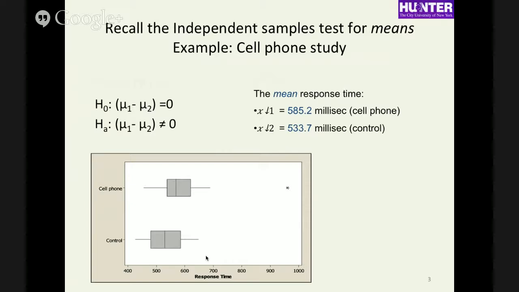We used a t-test because we had to estimate the standard deviations from the samples, and there were small samples, right? If we had somehow known the standard deviations, we could have used a z-test, but because we estimated the standard deviations, we used the t-test.